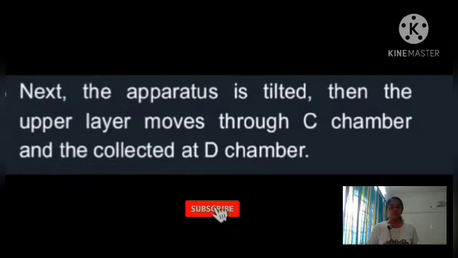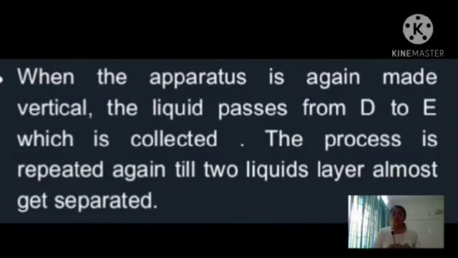When the solution reaches B, the apparatus is shaken well for 10 to 15 minutes and then allowed to attain equilibrium. Once equilibrium is attained, the apparatus is tilted. Then the upper layer passes through chamber C and gets collected at chamber D. Once all the upper liquid layer reaches chamber D, the apparatus is made vertical. The liquid layer collected at D passes through chamber E, and once it reaches E, it is collected in a beaker.